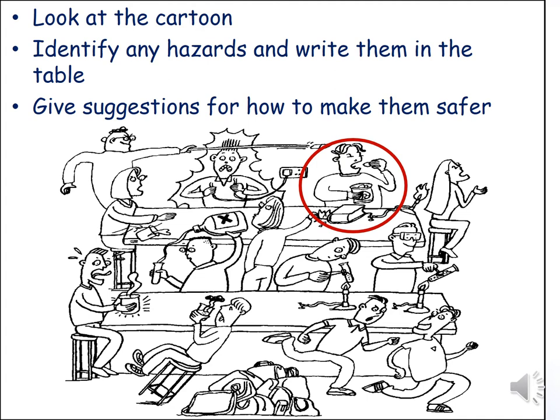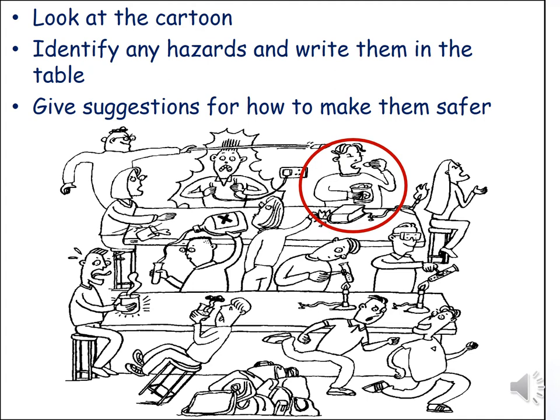Now, what I would like you to do for your first task is have a look at this diagram in front of you, this scenario. It's a class that is attempting to carry out a science practical. I want you to look out for any hazards that you see. What I mean by hazards are things that are potentially dangerous, things that could be dangerous. I want you to look out for them and circle them.